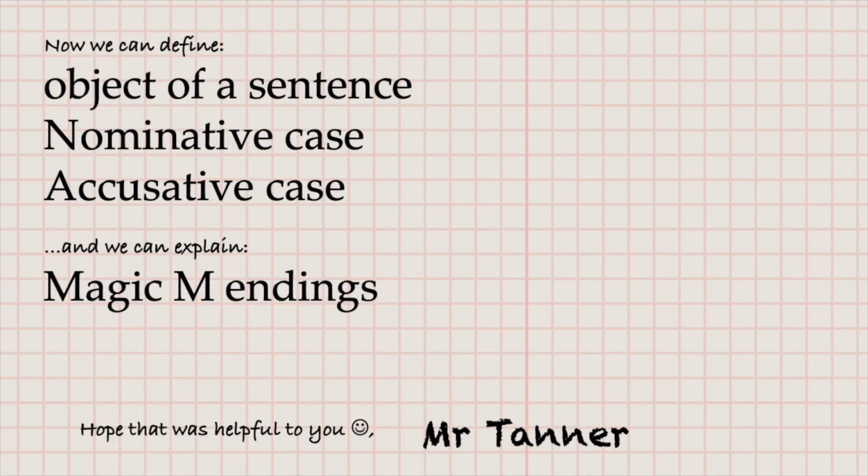So, now you guys can define the object of a sentence, and hopefully you can also now define what the nominative and accusative cases are, and you can explain magic M endings.